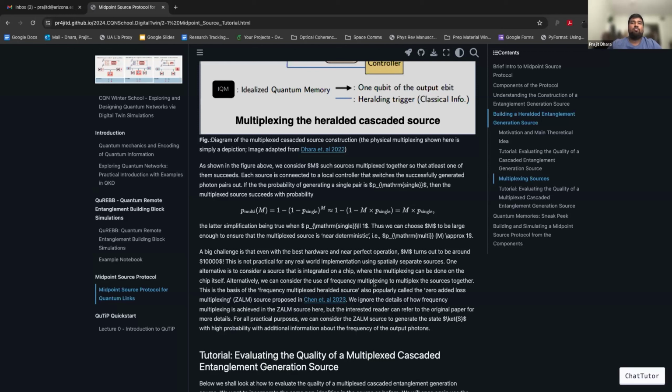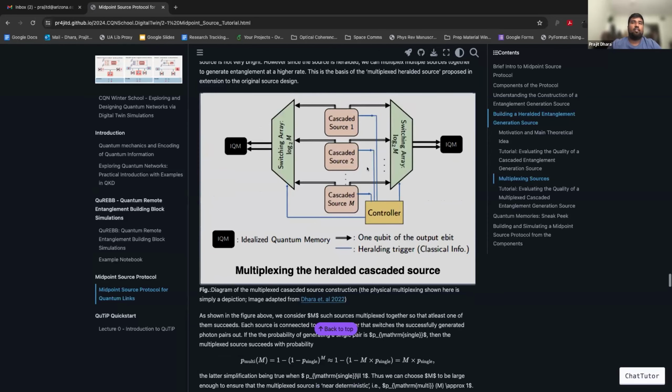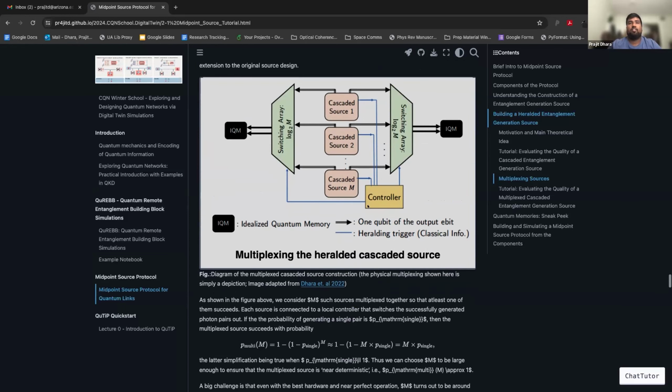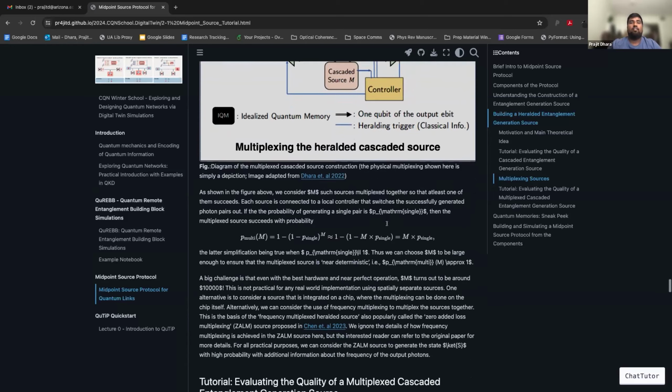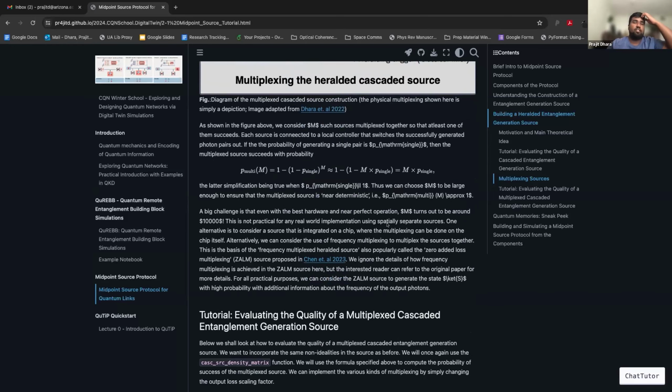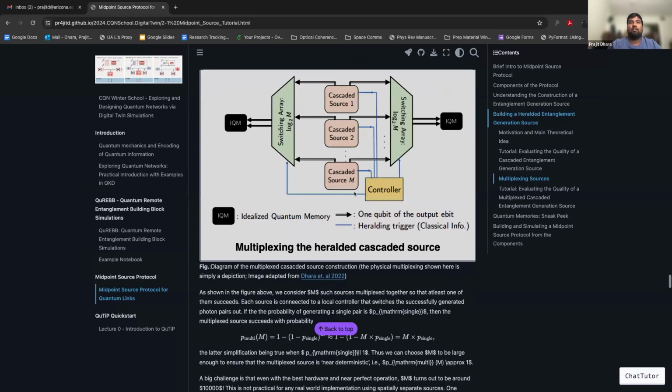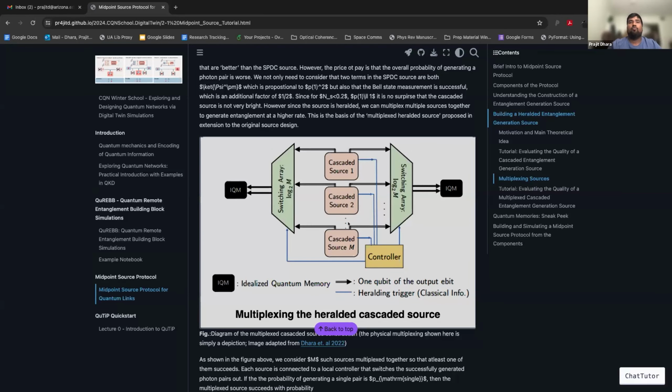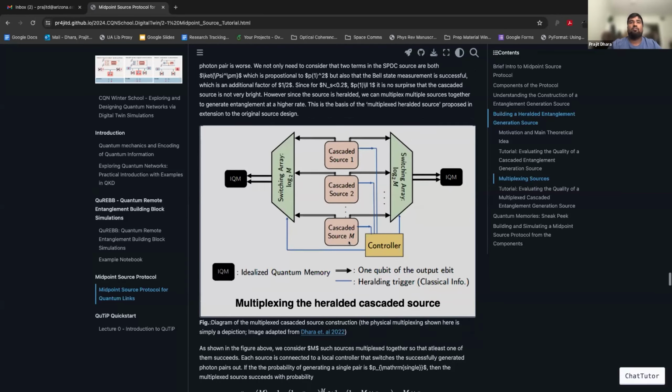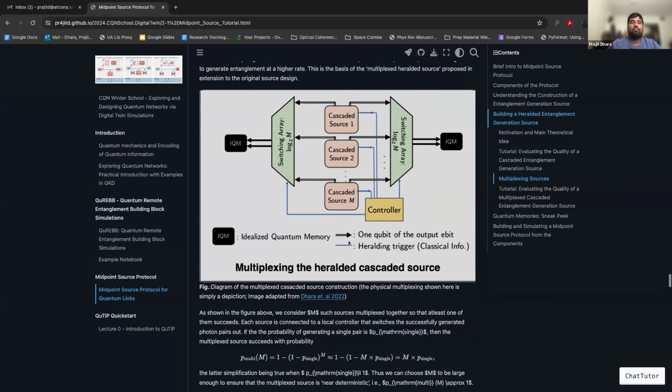Alternatively, we can consider the use of frequency multiplexing, where I say that I am generating the state S over multiple frequencies, and I know which frequency I'm generating the state S at. I tell the user to look for that frequency, and I will simply be able to generate the pairs at different frequencies at different times. So instead of M physically separate sources, I look for the correct detection pattern of the heralding over different frequencies.